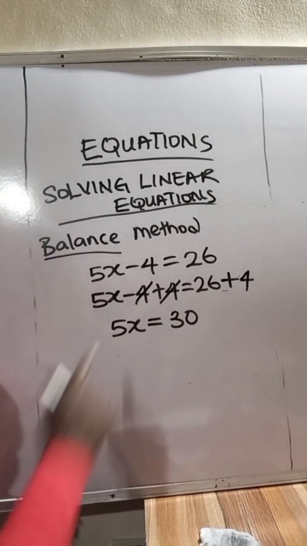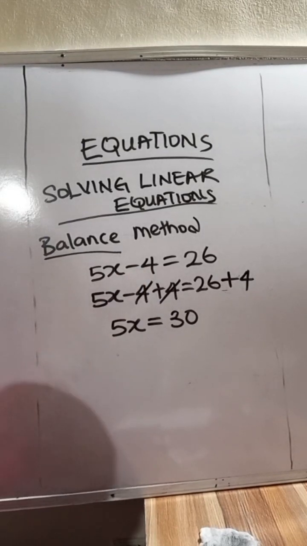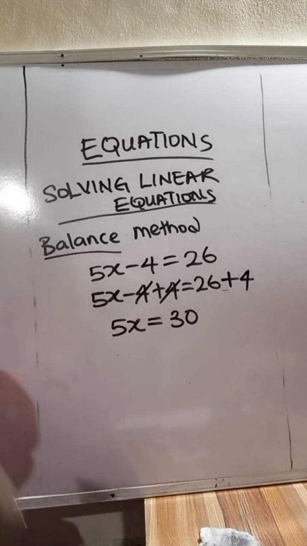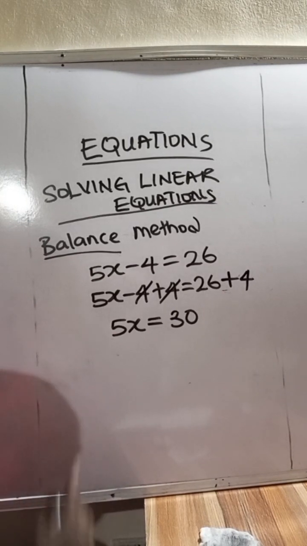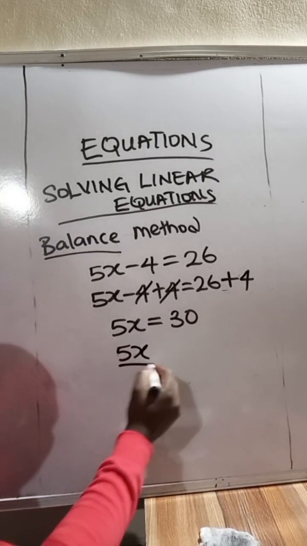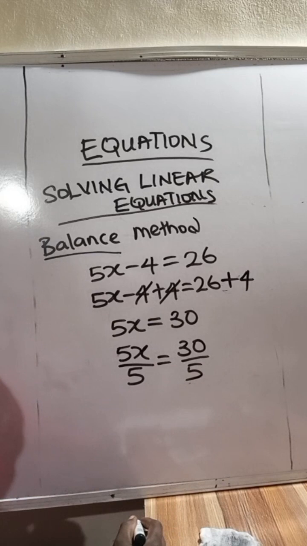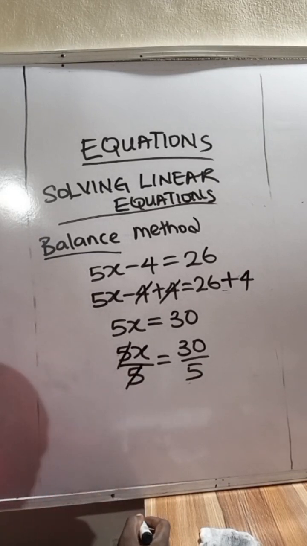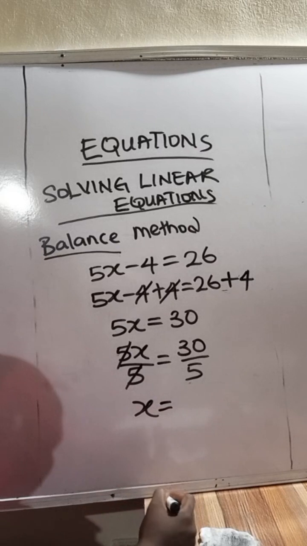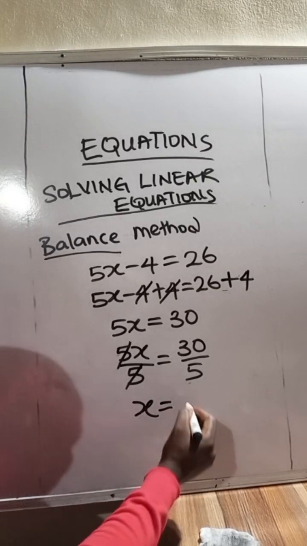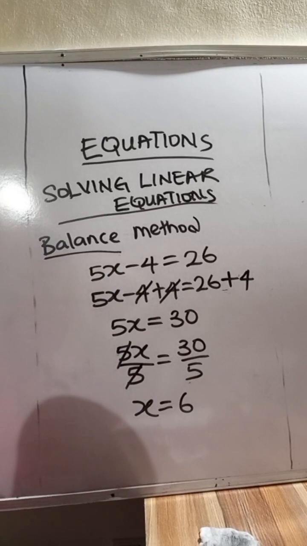Now we've eliminated minus 4, but 5 is still left standing. Therefore, we need to eliminate 5 also. For that, we need to introduce the opposite of multiply by 5. Remember, 5x is the same thing as 5 multiplied by x, and the opposite of multiply by 5 is divide by 5. So 5x divided by 5 is equal to 30 divided by 5. 5 cancels out 5, and we have x is equal to 30 divided by 5, which gives 6. That becomes the final answer.